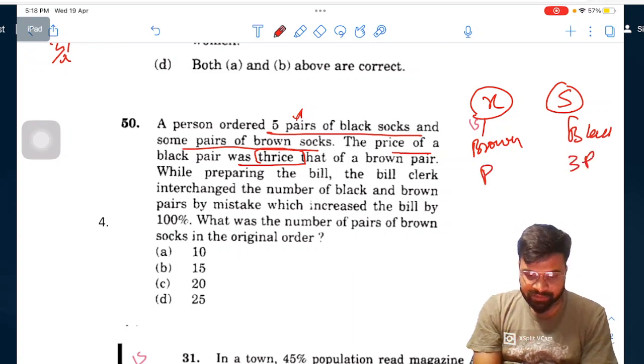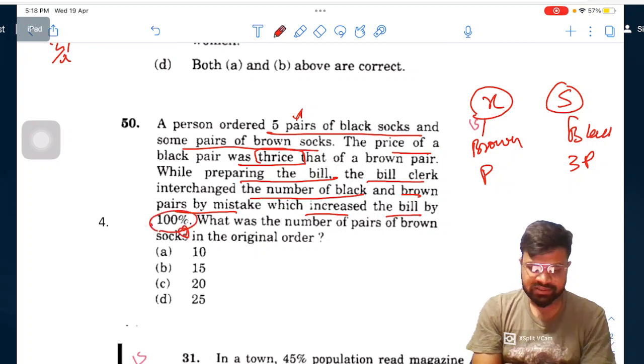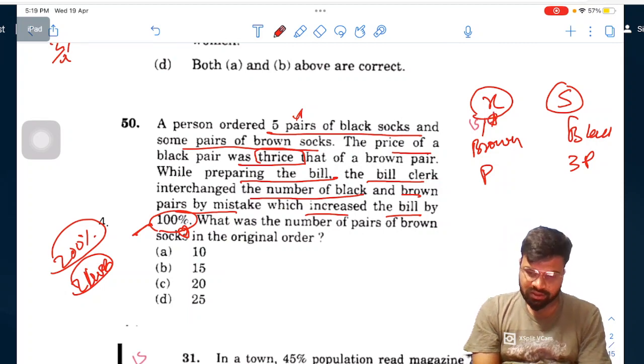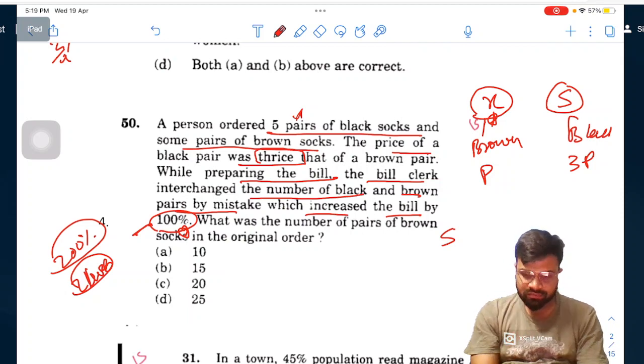While preparing the bill, the clerk interchanged the number of black and brown pairs by mistake. The bill was increased by 100%. That means the bill became twice. Increased by 100% means 200%; 100% was original, so that means twice. So the bill has become twice. What was the number of brown pairs? So we have to find this x. Now 5 into 3p, like the number of black socks, and the number of x socks.